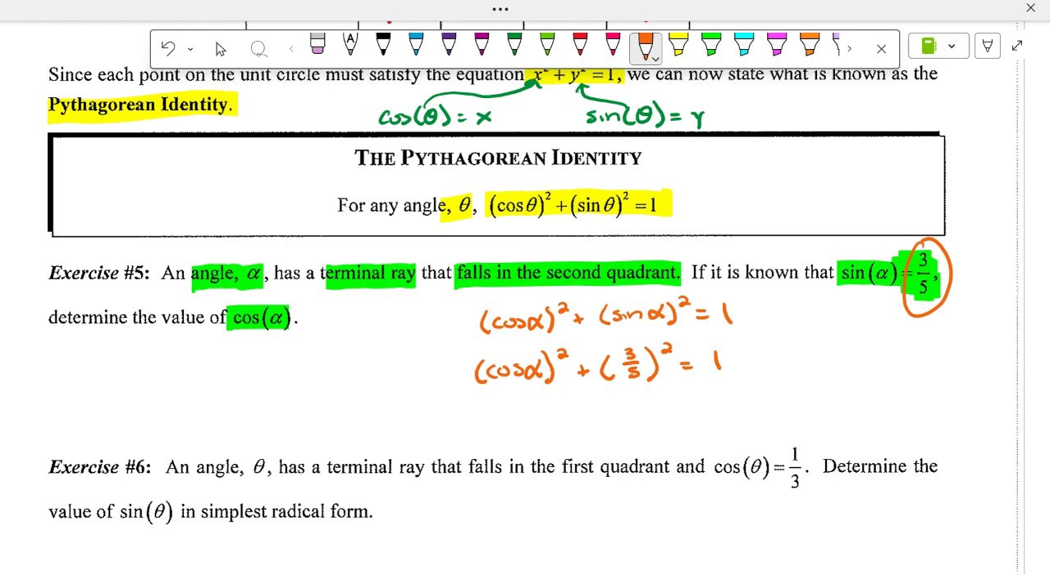It's what? It's 9 over 25, yes. So I would have cosine of alpha squared plus 9 over 25 is equal to 1. So how do I solve for cosine of alpha squared? Or get cosine of alpha squared by itself?